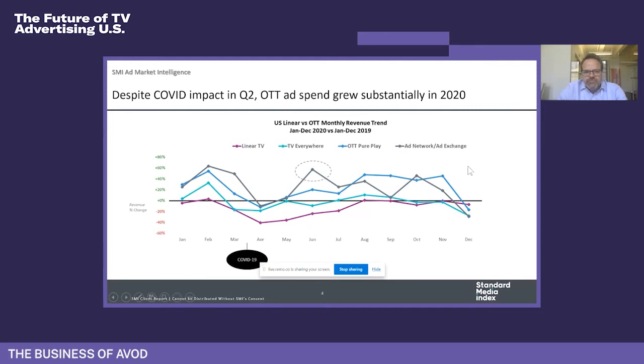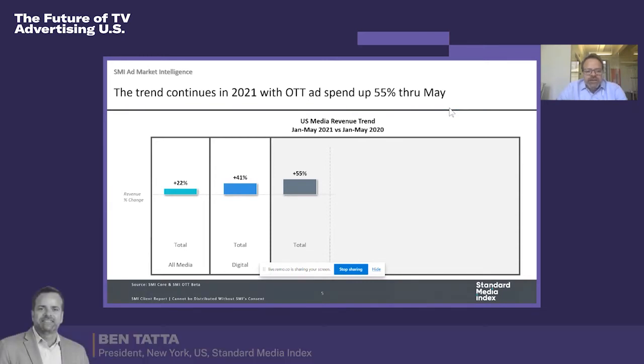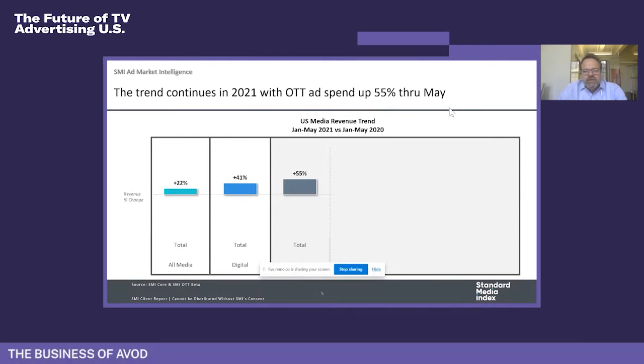And it's just that the growth varied by subtype. So if we look at some data more recently, this is data from Jan to May versus last year, the trend continues. If you look at all of media, obviously for the year-over-year comparisons, you have to take into consideration the fact that there was that dip between March and May, but overall media grew 22%. Digital obviously was much more vibrant. And then if you look at OTT, it was up 55%.